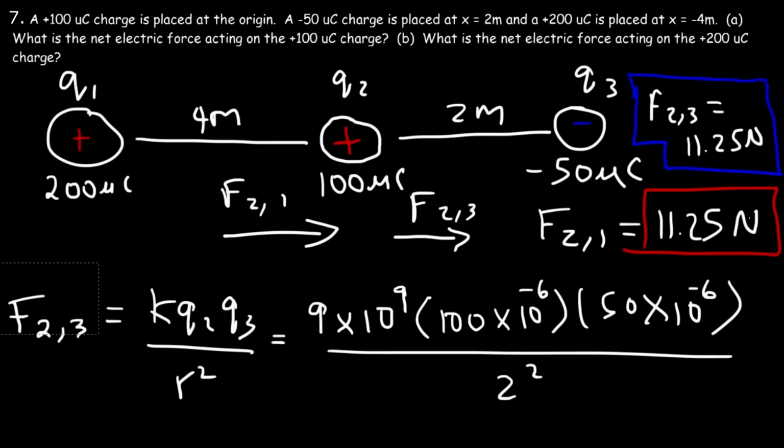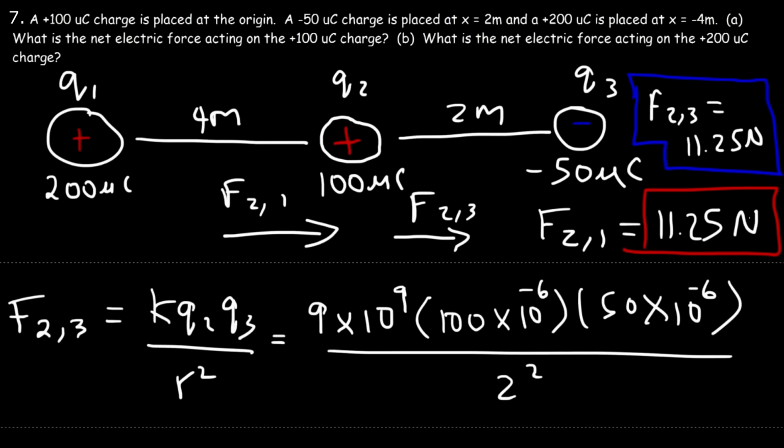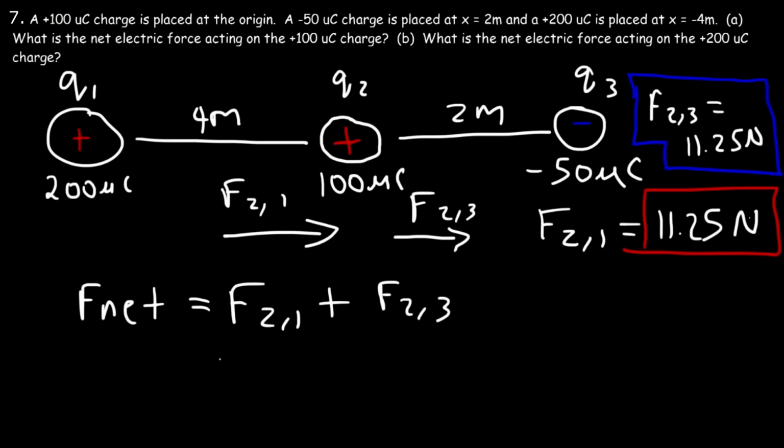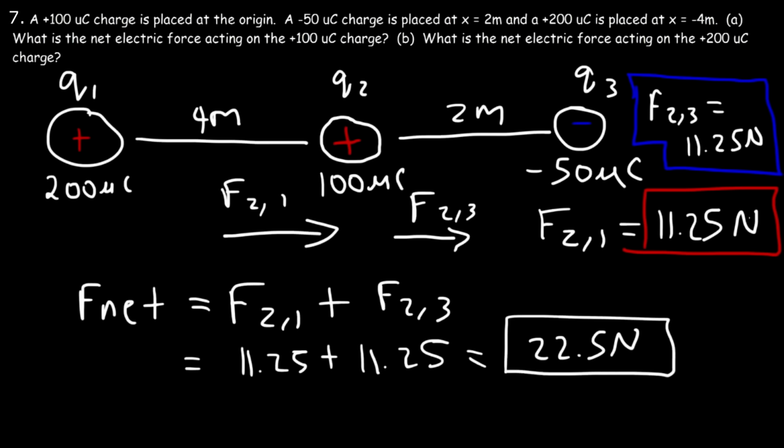So now we can calculate the net force acting on charge 2. As we said before, the net force is simply the sum of these two forces because they're going in the same direction. So it's F2,1 plus F2,3. And so that's going to be 11.25 plus 11.25, which adds up to 22.5 newtons. And so that's the answer for part A.